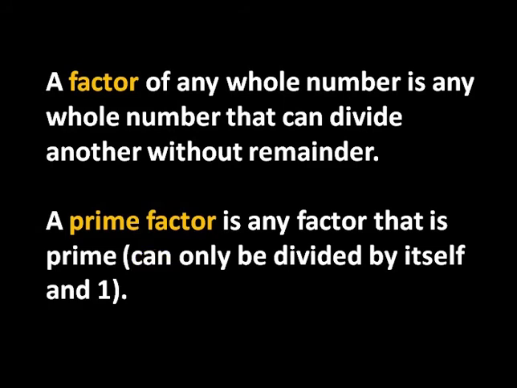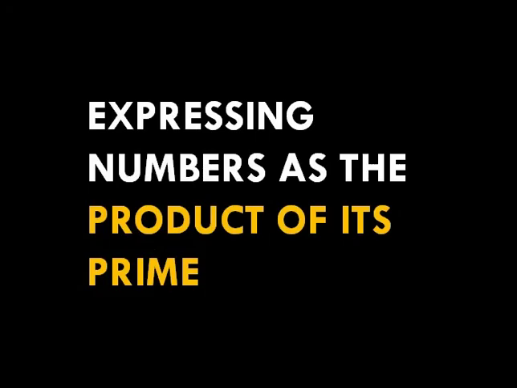So here we're talking about expressing numbers as the product of its primes. For us to express numbers as the product of its primes, we divide the numbers by prime numbers. So we start with 2, and if 2 cannot divide the number, then we'll try 3. If 3 cannot divide, we go to the next prime number, which is 5. Then go to the next prime number, which is 7. And the next, which is 11, 13, like that.